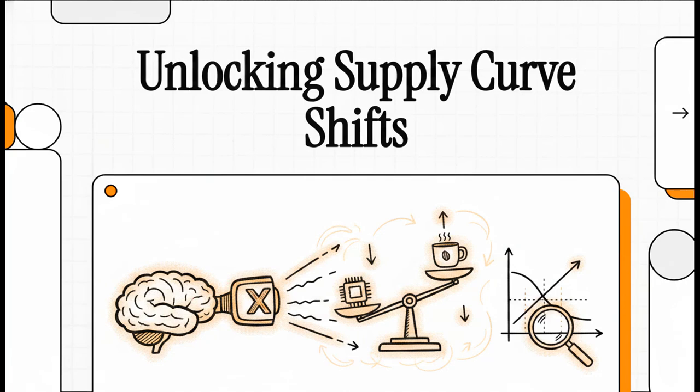All right, let's jump right into this explainer and decode exactly what forces that hidden hand of the market to push product supply up or yank it down. I mean, whether you're analyzing global tech markets or just trying to figure out why your favorite coffee suddenly costs way more, understanding how supply works is basically like having economic x-ray vision.